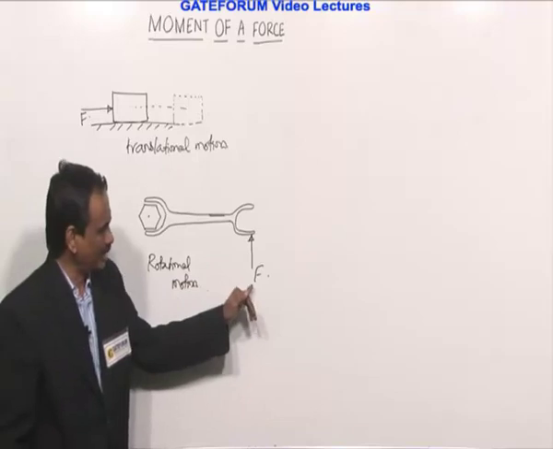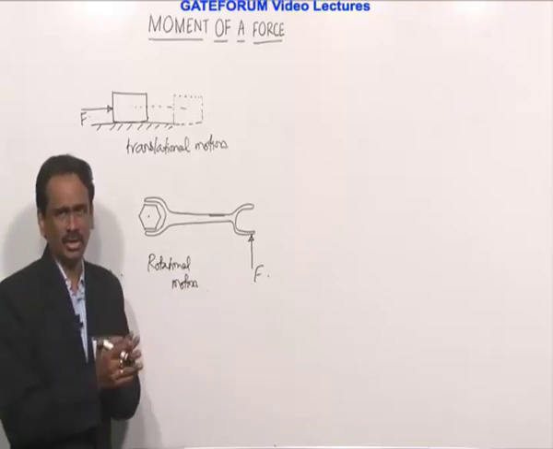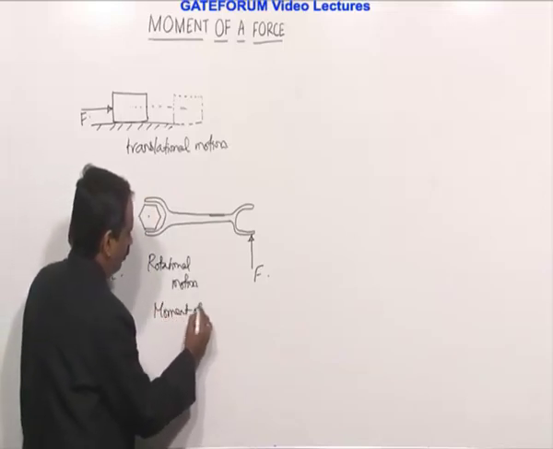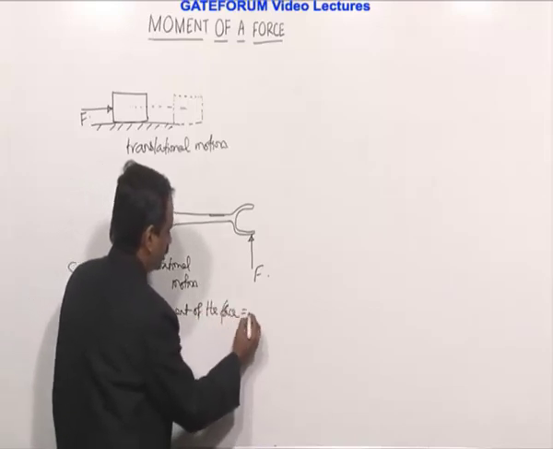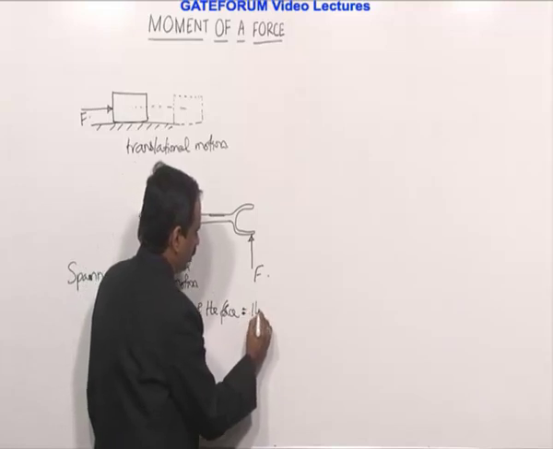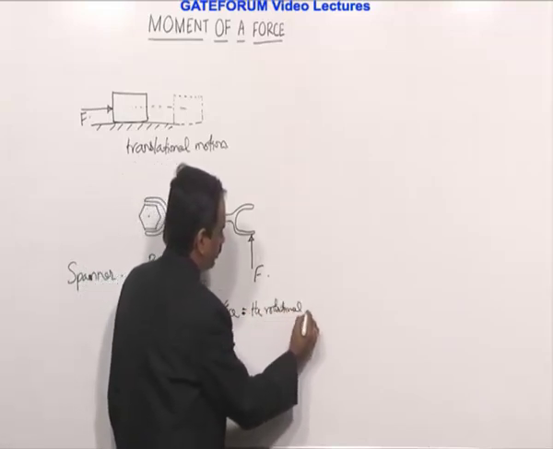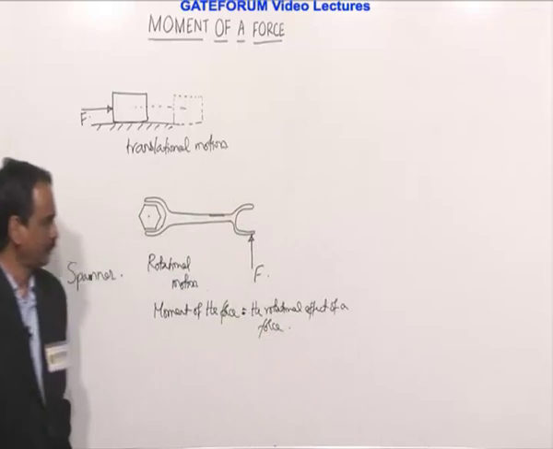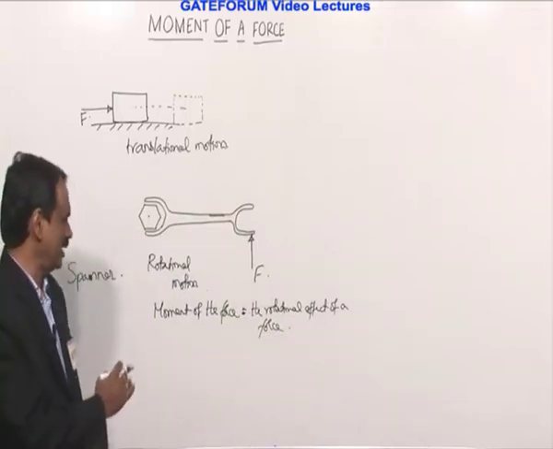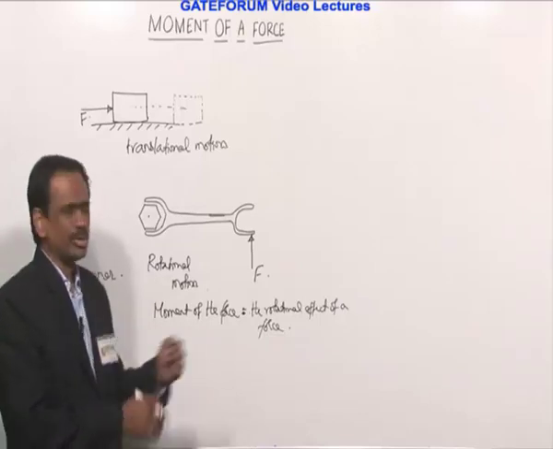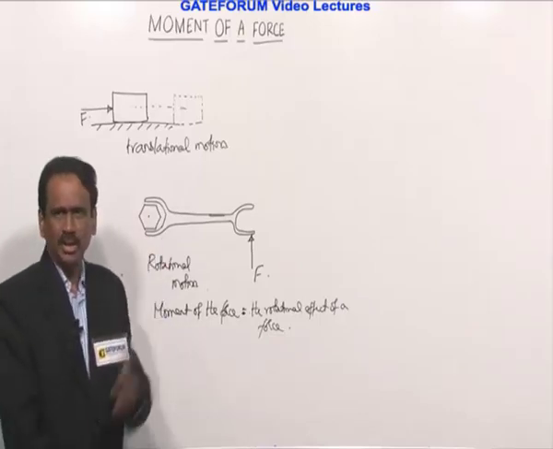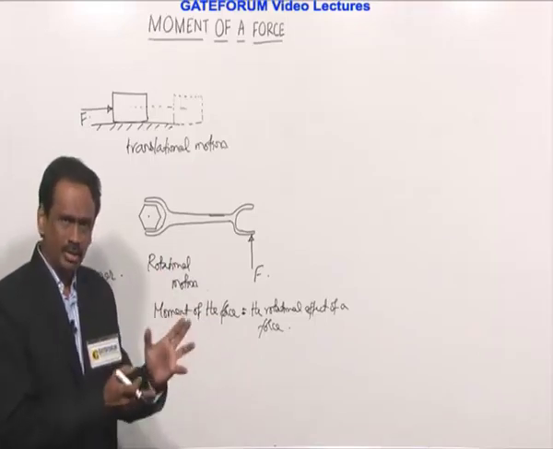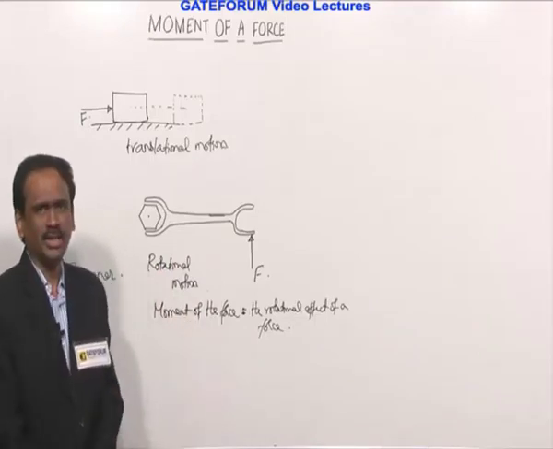Now this rotational effect of the force is measured by a physical quantity which we call as the moment of the force. So moment of the force is nothing but what? The rotational effect of a force. That's what we try to mean by moment of a force. This is also a physical quantity, just like we saw in the initial stages, what are the various physical quantities which are required to describe the state of rest or of motion of a body, and this is one such physical quantity.